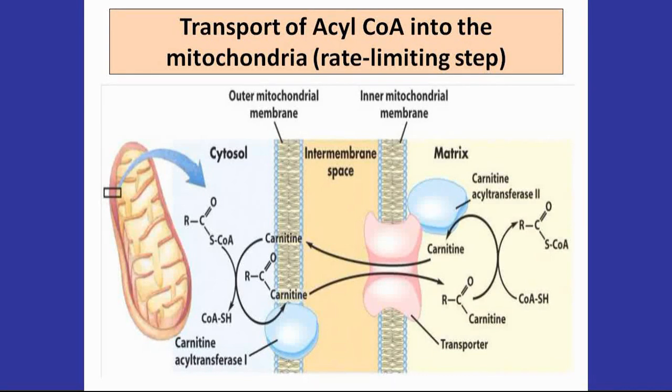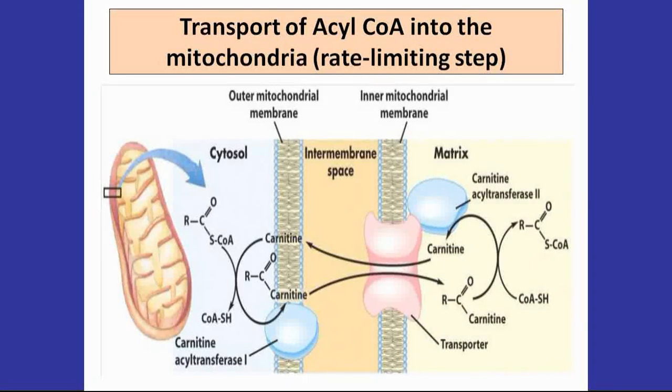Okay, now let's discuss the transport of acyl CoA into the mitochondria, which is considered the rate limiting step. It is rate limiting because it is the most crucial step in the oxidation of fatty acid. It controls all the other steps, or basically the rate of fatty acid oxidation. It generally takes place in four basic steps, where different enzymes work. You can see in the figure.